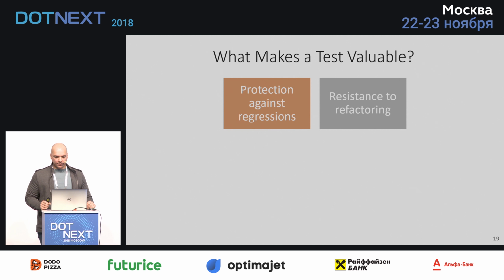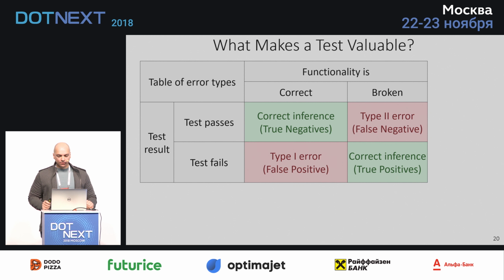So here they are, the first two components of a valuable test: protection against regressions and resistance to refactoring. Let's look at them from another perspective. So here is a diagram, a 2x2 table, and it shows two possible states of a test and two possible states of the functionality this test covers.